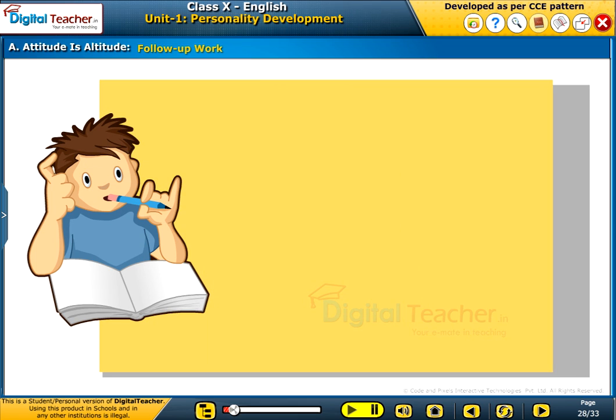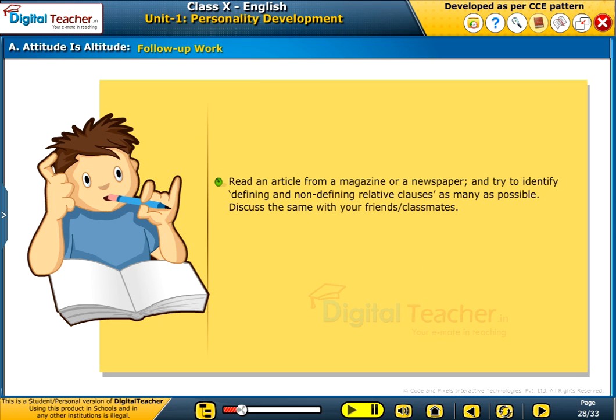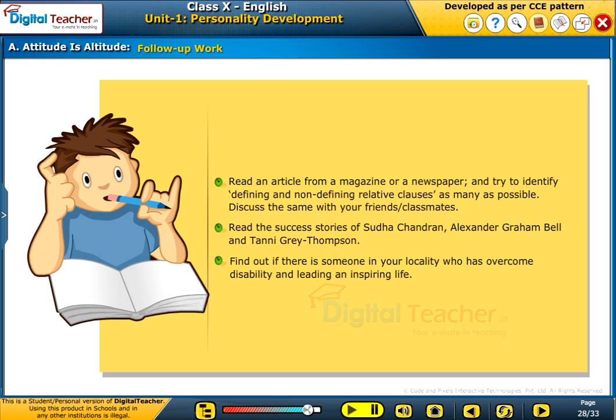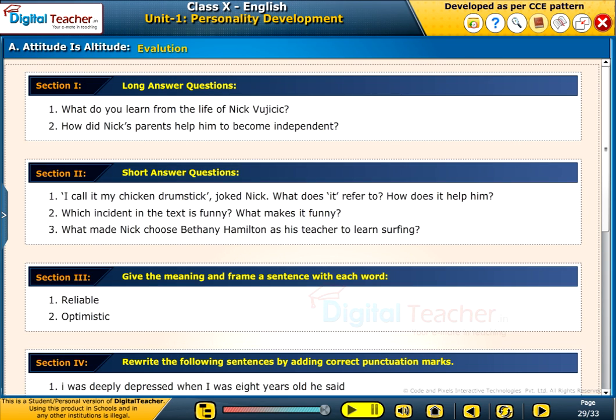Take up the following activities. Read an article from a magazine or a newspaper and try to identify defining and non-defining relative clauses, as many as possible. Read success stories of Sudha Chandran, Alexander Graham Bell and Tanny Gray Thompson. Find out if there is someone in your locality who has overcome disability and is leading an inspiring life. Now, test your understanding of the lesson by taking the mock unit test.